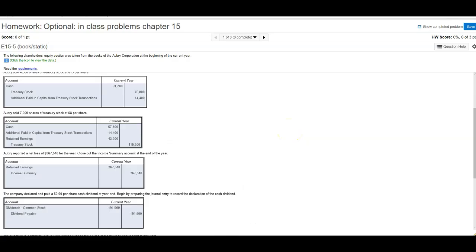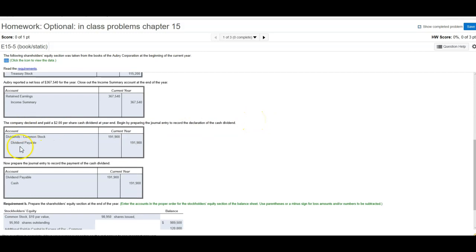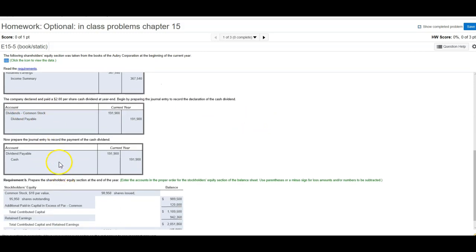So we go ahead and show that here. We have a dividends payable account, and then they pay it several weeks later. So far, so good.